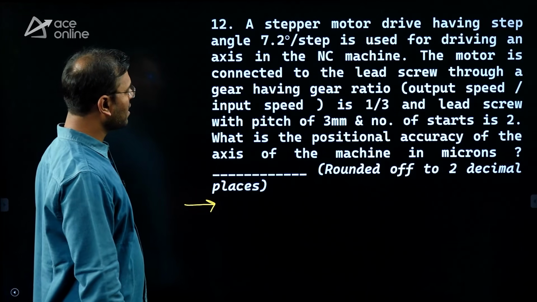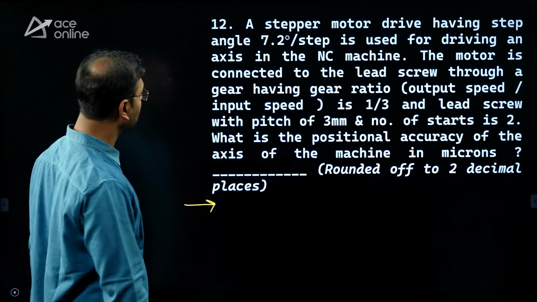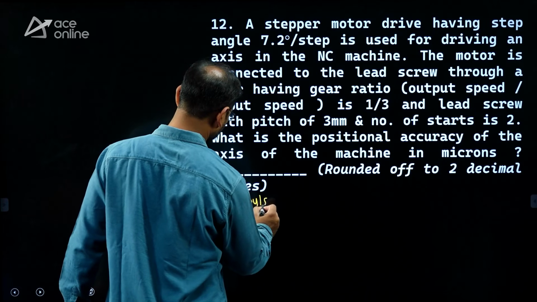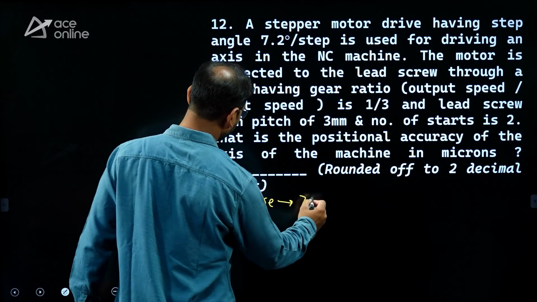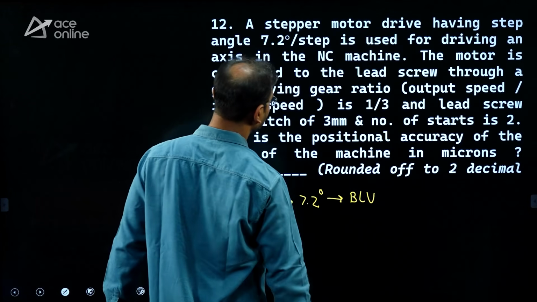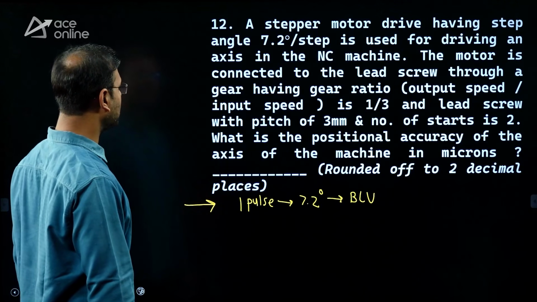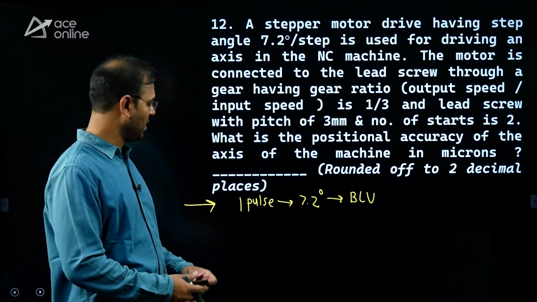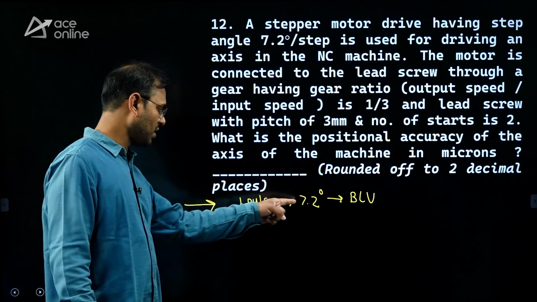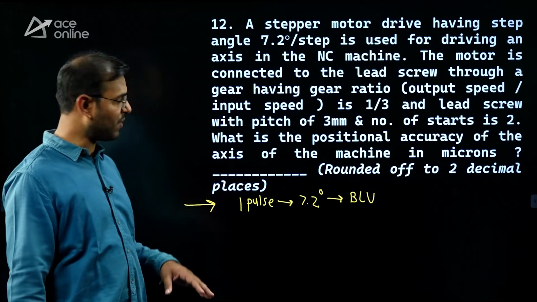A stepper motor drive having a step angle of 7.2 degree per step. The step angle means when one pulse is given, the motor shaft is going to rotate by 7.2 degree. Then the distance travelled is known as BLU. That is simple. When one pulse is given by the machine control unit to the motor, the motor shaft rotates by the step angle, 7.2 degree, and the distance travelled by the work table is the BLU.